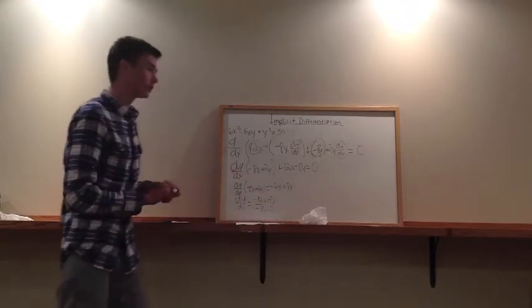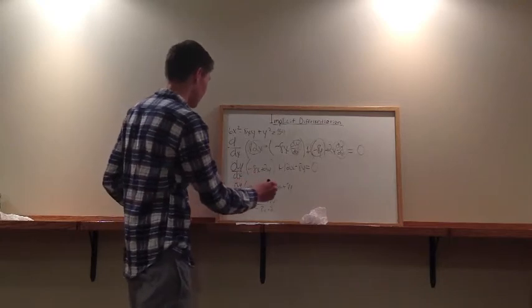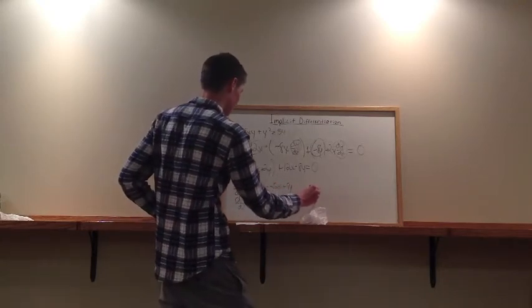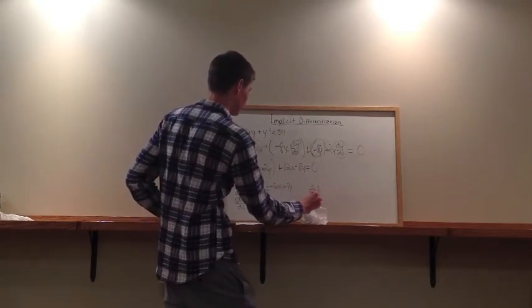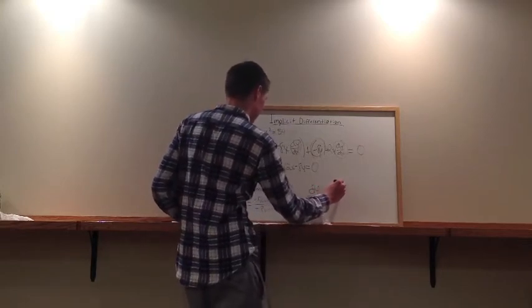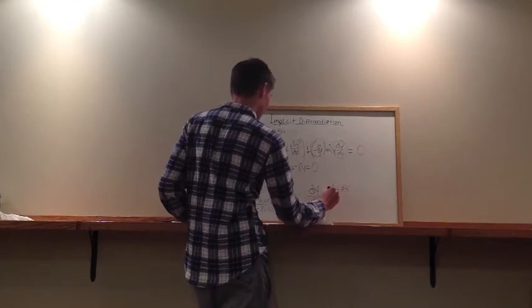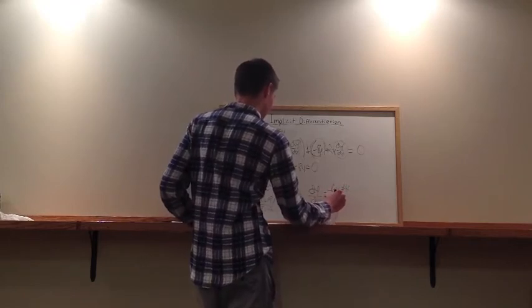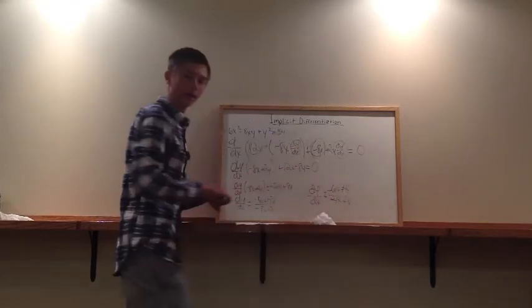The final step in this is simply to simplify. And we do that by taking 2 out of everything. So we're left with dy over dx equals negative 6x plus 4y over negative 4x plus 2y. And there's your answer.